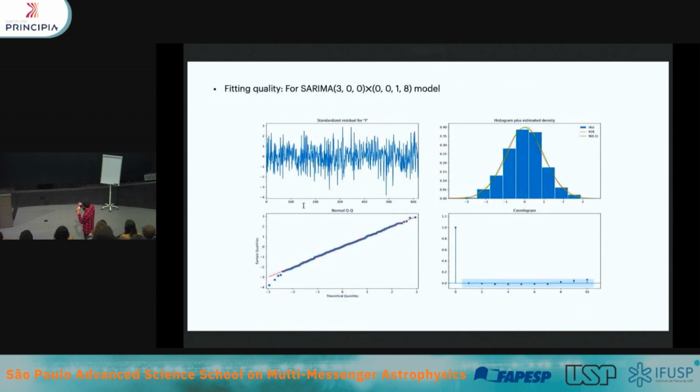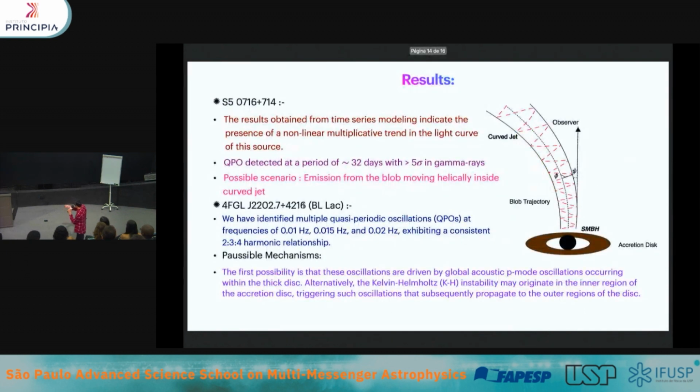And this is the fitting quality. You can check several methods. For the S5 source, from the time series modeling, you can see the light curve also has the non-linear multiplicative component. This is the period of the QPO. And the possible scenario for this QPO is the emission from the blob, which is moving helically inside the curved jet.